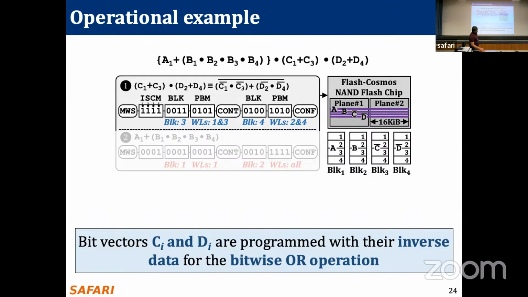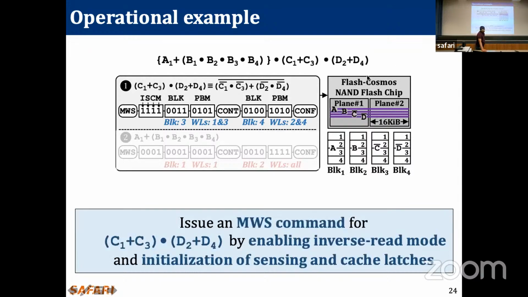So you can see that we specify the first operand and the different word lines to be stored within this page bitmap, and we also store the operands D2 and D4 using the page bitmap here, and we do that in different address slots. So this will realize the second part of the equation. So we issue one MWS command to achieve the second part of the equation by enabling the inverse read mode, because we are storing inverse data, and we initialize the different latches, because this is the first operation that is being performed of the bigger equation.